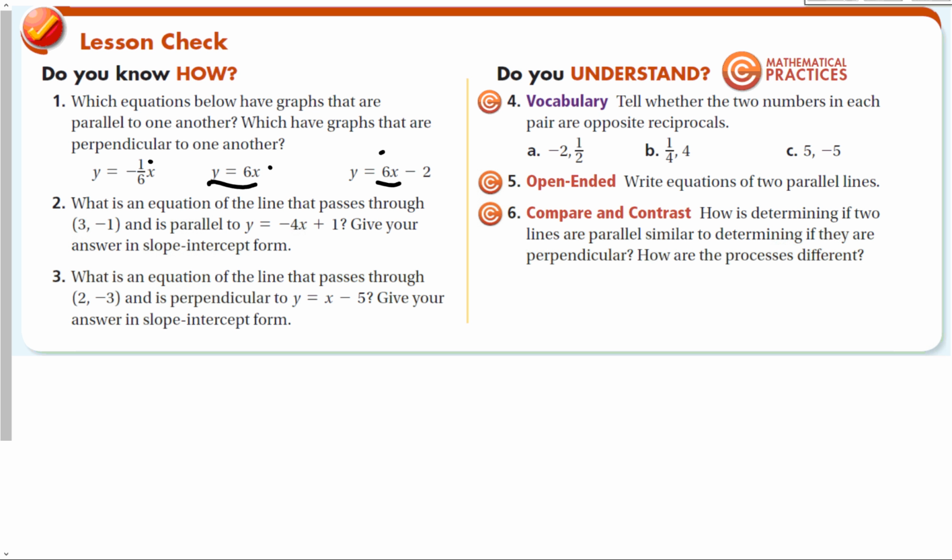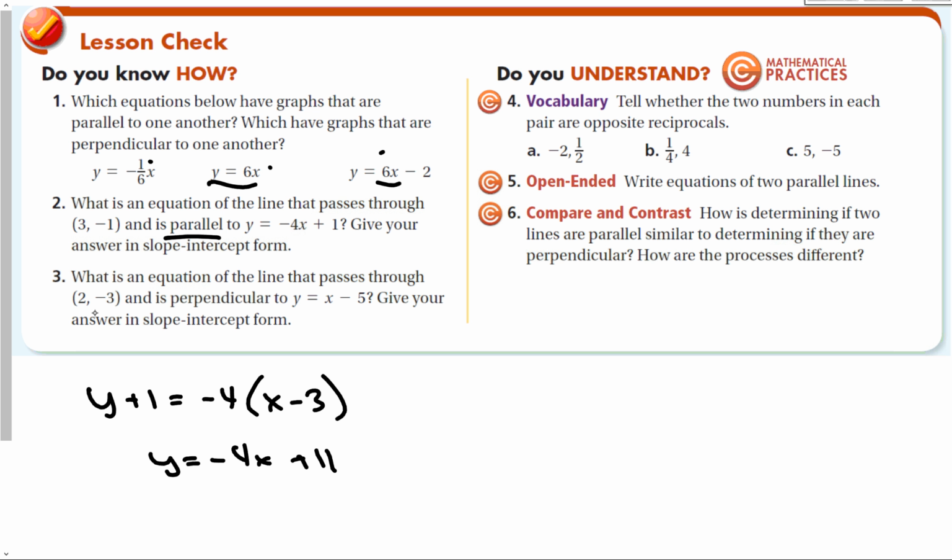What is the equation of the line that passes through (3, negative 1)? It's parallel, so my setup would be y minus y1, so y plus 1 is equal to the slope. I want parallel, so that's negative 4 times x minus 3. Distribute, put it in slope-intercept form, and it would be y is equal to negative 4x plus 12. So subtract the 1 from both sides, we get plus 11.